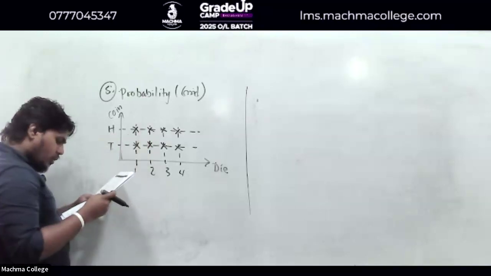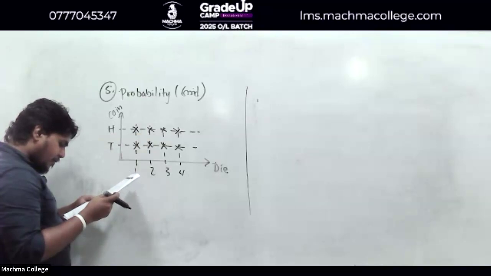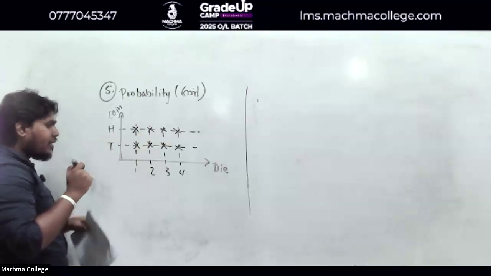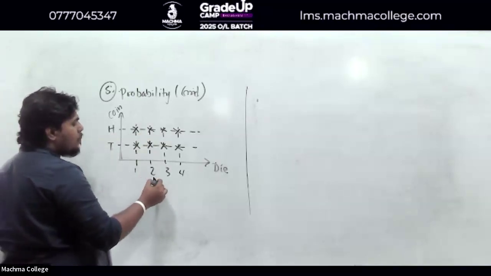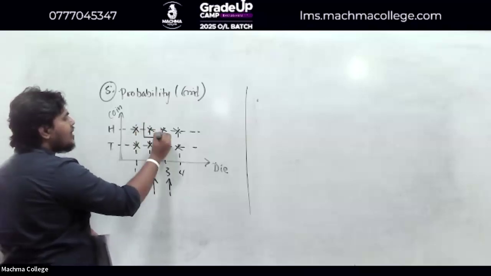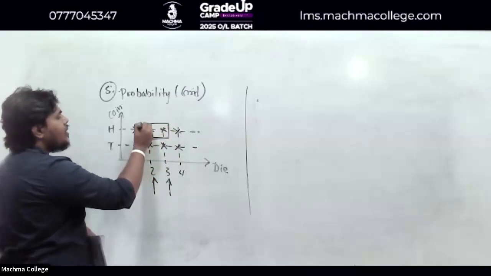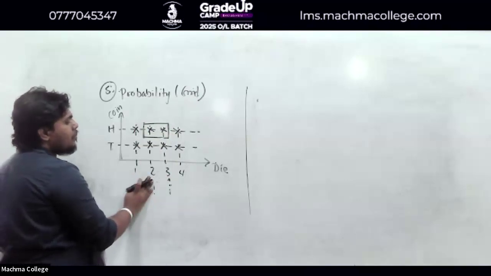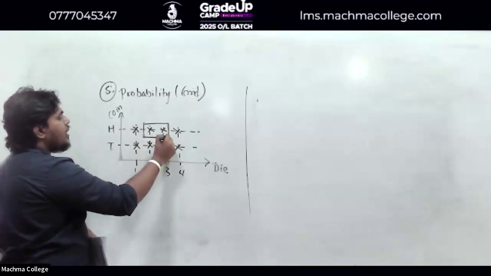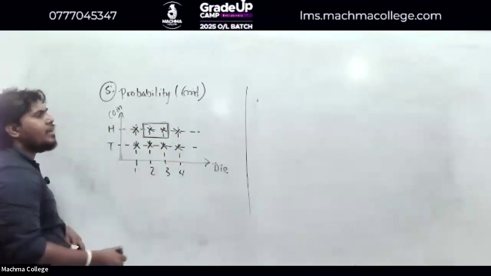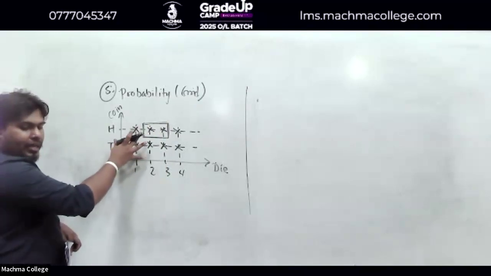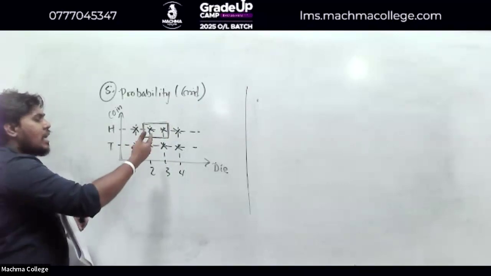They want us to encircle the event of obtaining a prime number with head. These are the two prime numbers we have: 2 is a prime number, 3 is a prime number. So a prime number with head, and another prime number with head. These are the two possibilities that we have. They didn't ask you to write the probability, they just asked you to encircle the event.